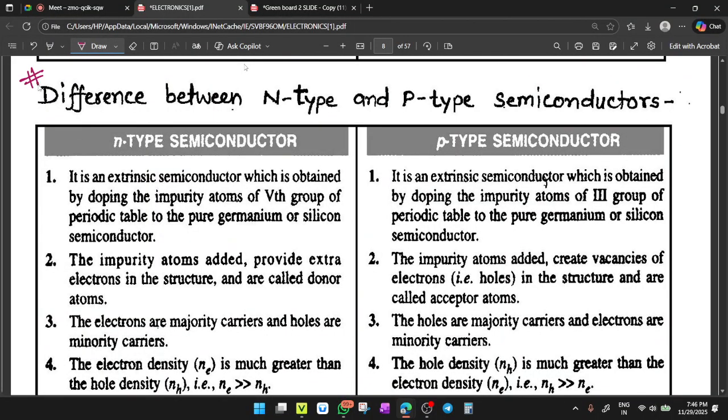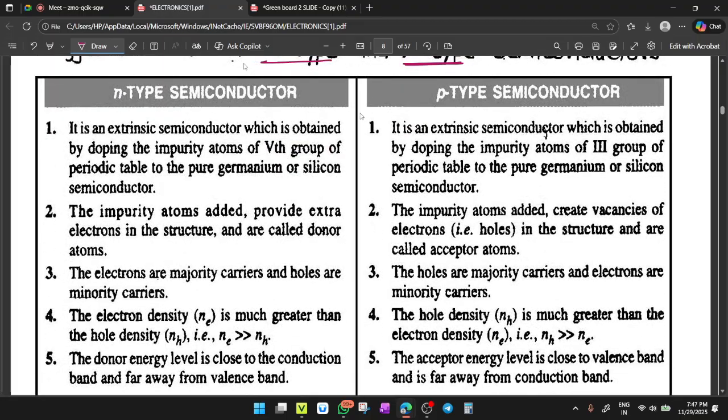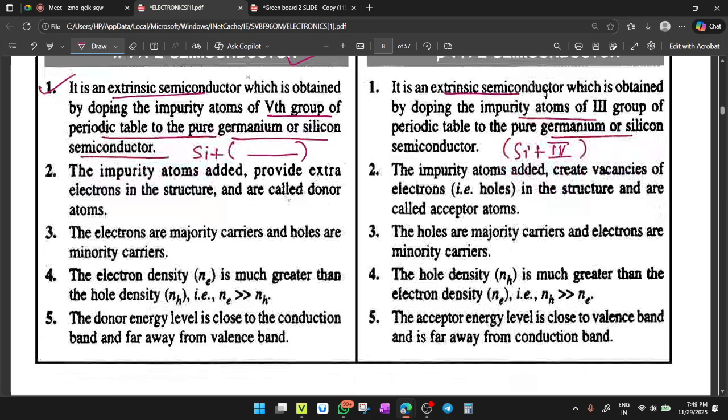Next, the difference between n-type and p-type semiconductor. Okay. The n-type semiconductor is an extrinsic semiconductor which is obtained by doping impurity atoms of the fifth group of the periodic table into pure germanium or silicon semiconductor. So you have seen that with silicon you have to add pentavalent impurities, which will form an n-type. The p-type is an extrinsic semiconductor which is obtained by doping impurity atoms of the third group of the periodic table into pure germanium or silicon. Means in silicon you have to add a third group, 13th group, element.